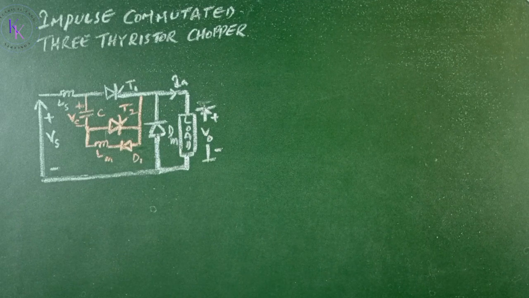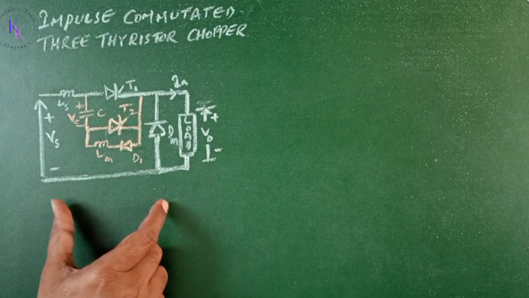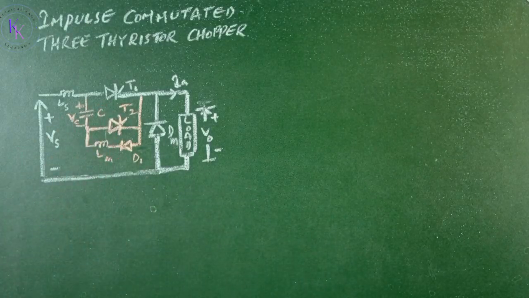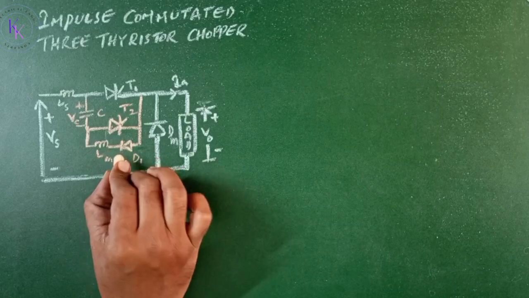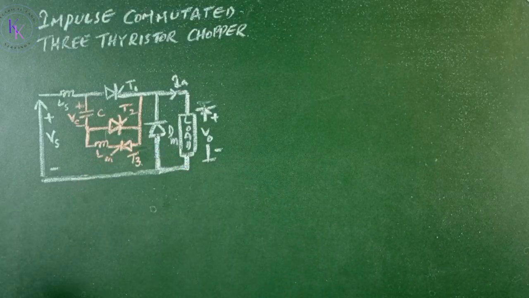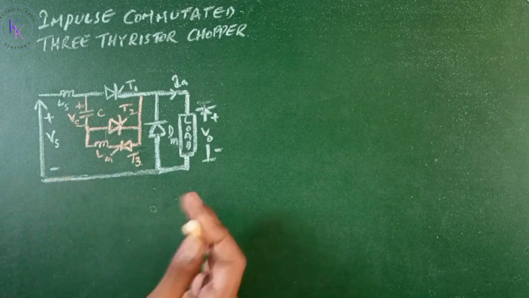In the previous video, we have seen the impulse commutated chopper in detail. This is the circuit of impulse commutated chopper with 2 thyristors and 1 diode. The chopper operation consists of 5 modes of operation. In that, the undercharging of the capacitor mode, mode 4, can be eliminated simply by replacing the diode D1 with a thyristor T3. Now this becomes the impulse commutated 3 thyristor chopper.